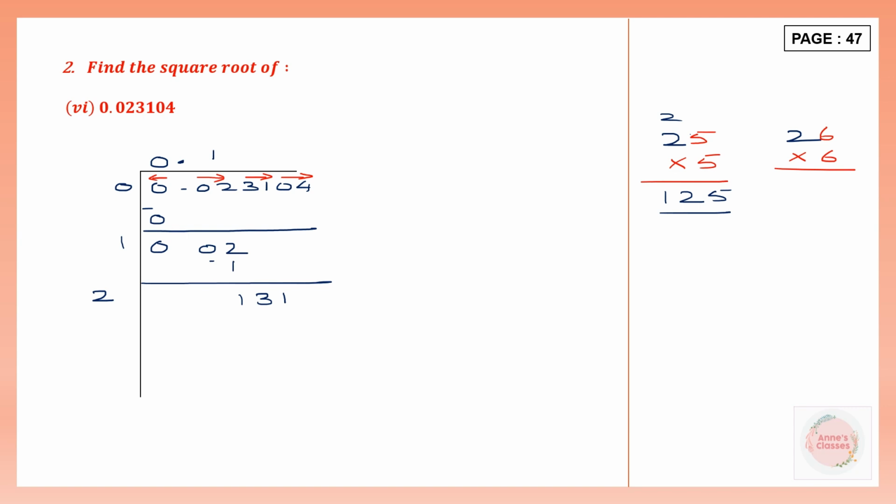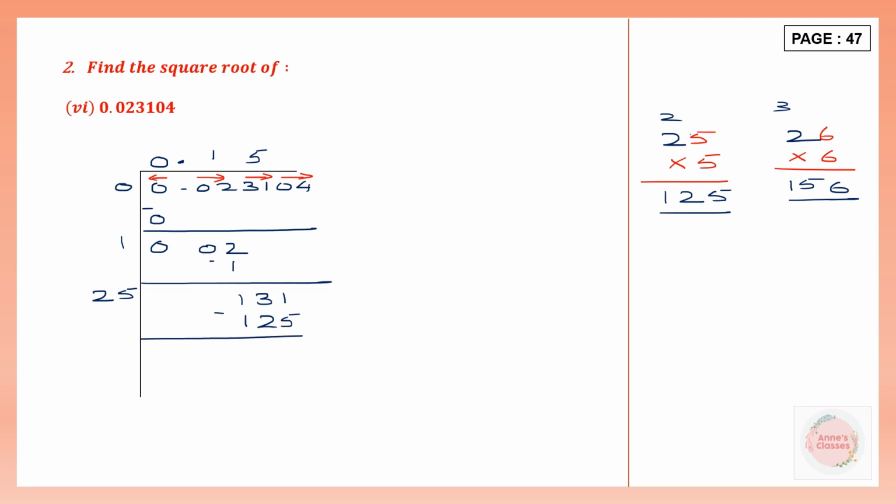6 6s are 36. Carry 3. 6 2s are 12, 13, 14, 15. 156. So between these two numbers, 125 is the most suitable here. So let's write 125 here. That means next to 2, I need to put the number 5. So I have the digit here, 25. My number is now 25 into 5 is 125.